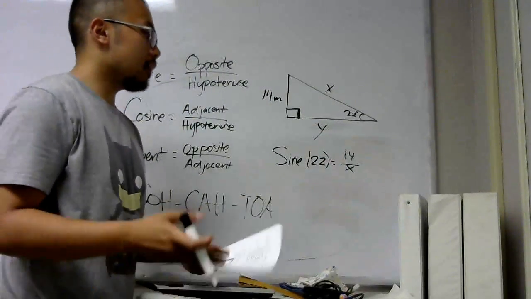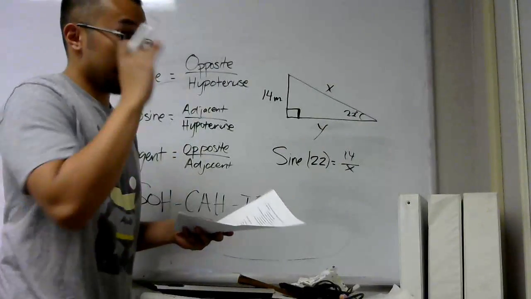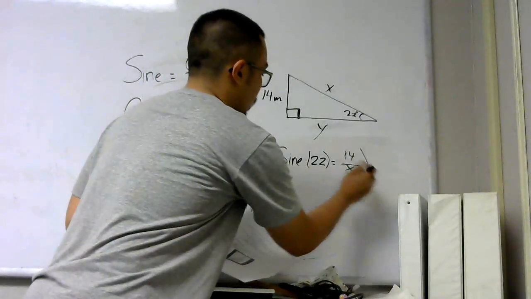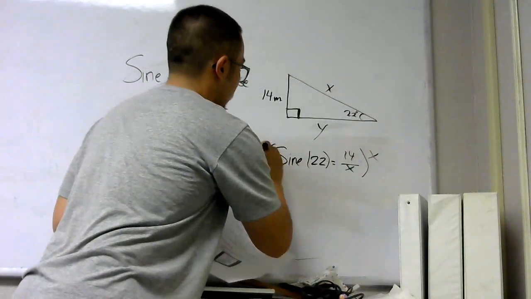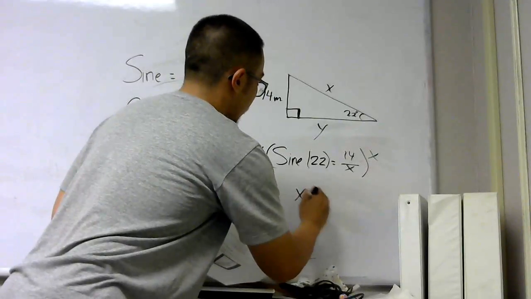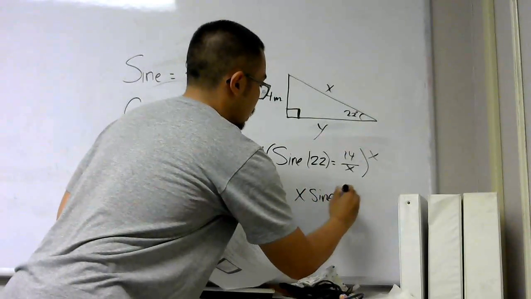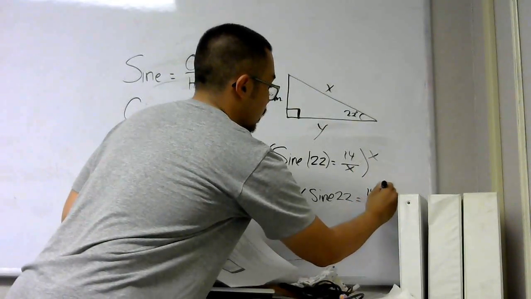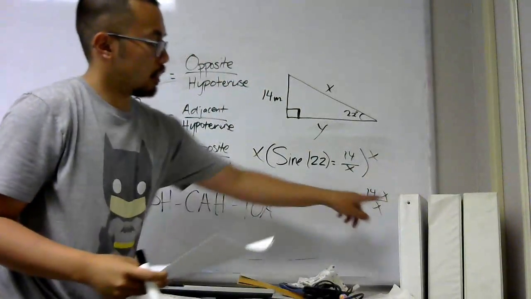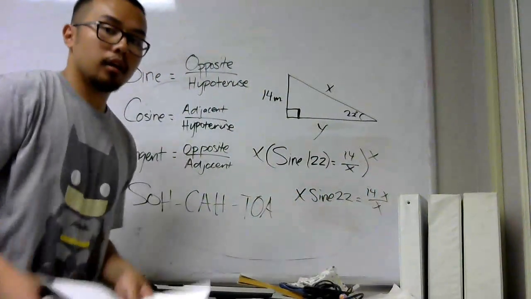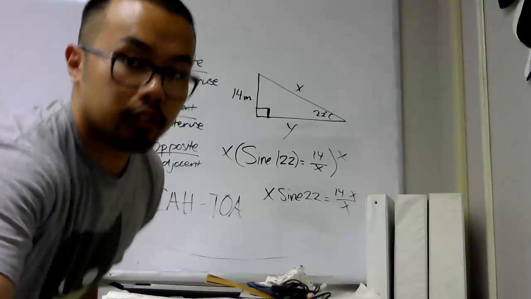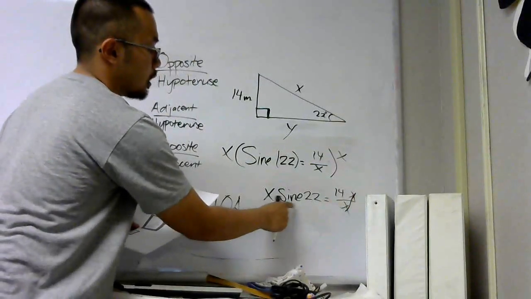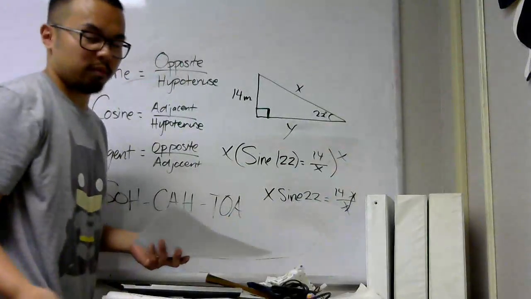This one, I like to work the algebra just by moving the x to the other side. So what I like to do is I just multiply both sides by x. And so you get x times sine 22 is equal to 14 times x over x. And you have x over x, and if you have the same variable over each other, they're just going to cancel out. So now this just turns into x times sine 22 is equal to 14.